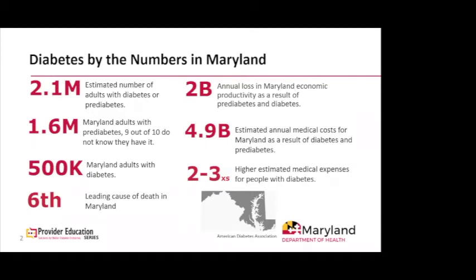Diabetes is the 6th leading cause of death in our state, and diabetes and prediabetes are pretty costly for both individuals and for the healthcare sector in general. There's an estimated $2 billion in lost productivity annually and annual medical costs of $4.9 billion. People with diabetes have more than twice the medical expenses of people who do not have diabetes, so this is truly burdensome to the individual as well.